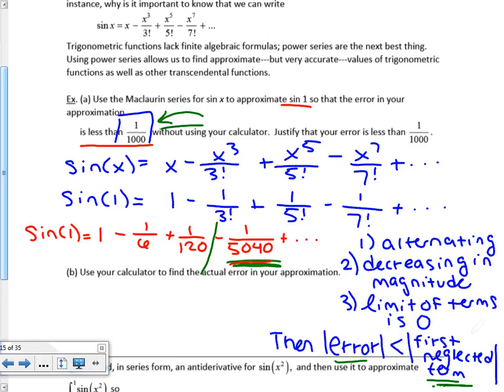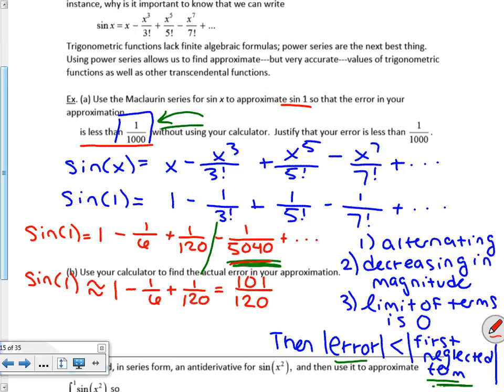If I finish out this approximation, let me use a little space down here. I get that sine of 1 is approximately 1 minus 1 over 6 plus 1 over 120. And getting a common denominator, I get that this is equal to 101 over 120. So my approximation for sine of 1 is 101 over 120. And that makes sense in context, because remember we thought about how it should be between 0 and 1, but a little bit closer to 1.